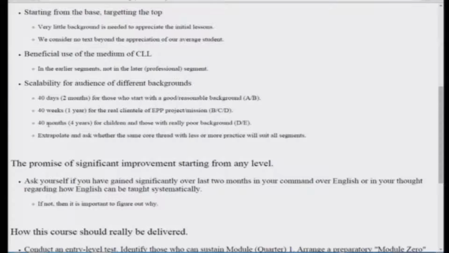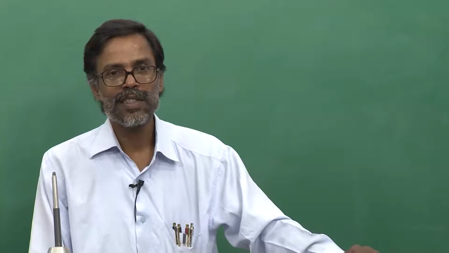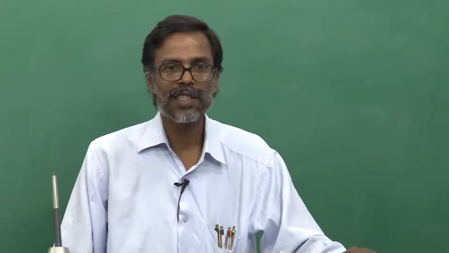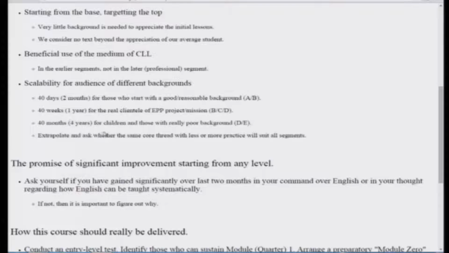Okay. Going further, 40 months with more practice, unrelenting practice, unless the students develop the background, that means 4 years for children and those with really poor background, that is D and E. Okay. And when I say 4 years, don't get shocked. Through 10 years you are supposed to learn that English.